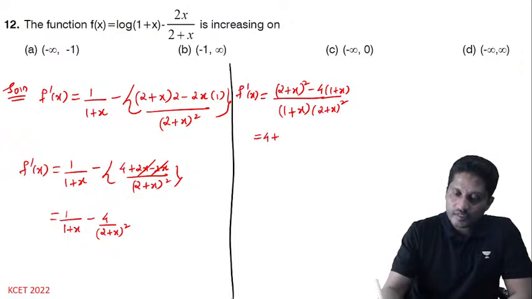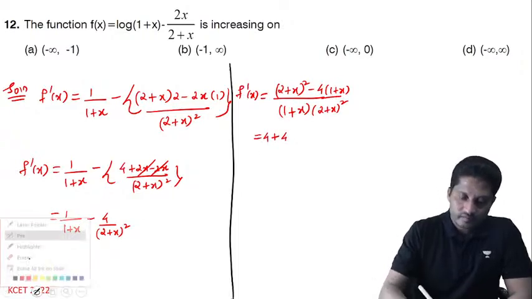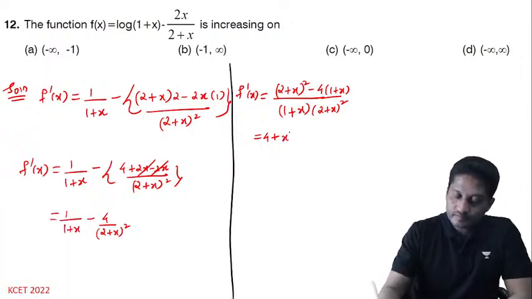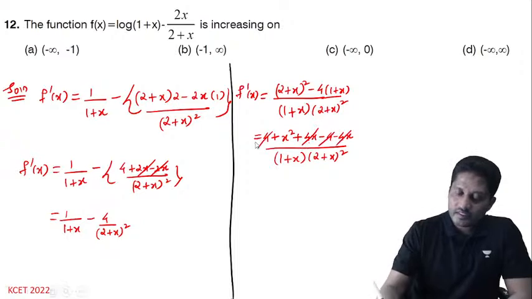So this is 4 plus 4x square, 4 plus x square plus 2ab, that is 4x, minus 4 minus 4x, divided by 1 plus x into 2 plus x the whole square. This will cancel, this will cancel. You get x square divided by 1 plus x into 2 plus x the whole square.